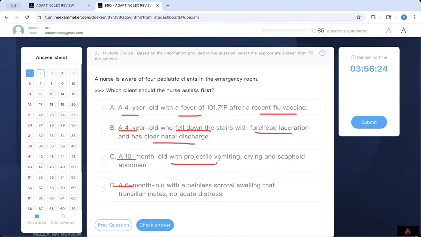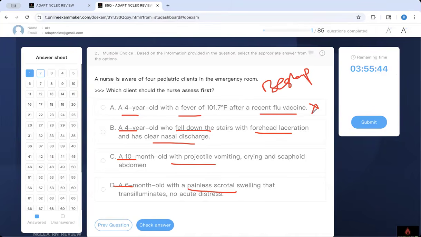A 10-month-old with projectile vomiting, crying, scaphoid abdomen. And a 6-month-old with painless, this is a buzzword, scrotal swelling that transilluminates and there's no distress. Expected finding. If you want prioritizing strategy, check my YouTube channel. There are a bunch of videos on B-SHARP. That means you have to worry about breathing, electrolytes, shock, sepsis, airway, and pain related to that patient. A has a fever, but it's not sepsis. It's an expected finding when I give you a flu vaccine, eliminated.